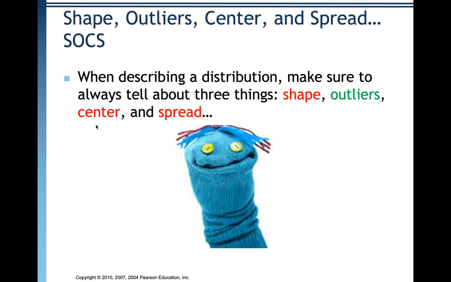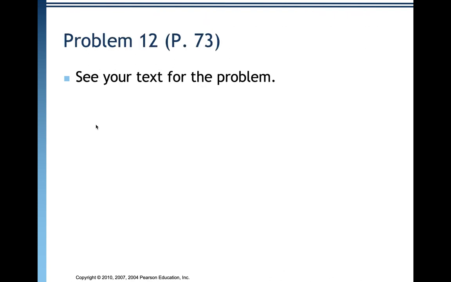So again, whenever you are describing a distribution, make sure to mind your socks. You want to give the shape, outliers, center, and spread. So Socks the Sock Puppet, I actually have a Socks the Sock Puppet at school. If I forget to bring out Socks the Sock Puppet, ask me about socks and I will show you socks. It's silly, but it helps you remember. You want Socks the Sock Puppet to come out and help you make that description of the distribution.